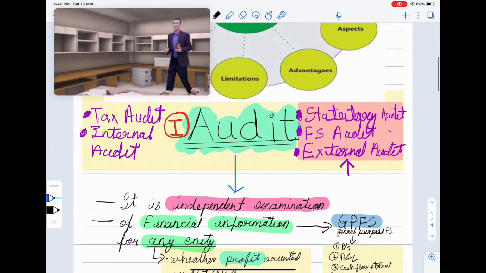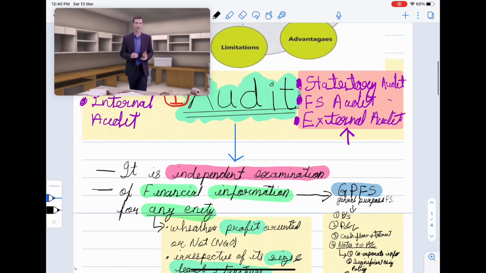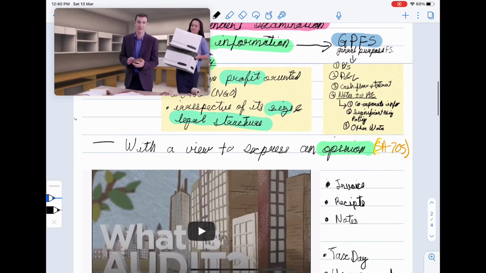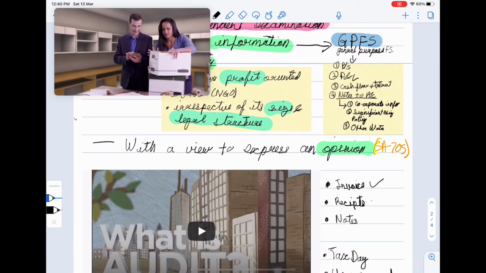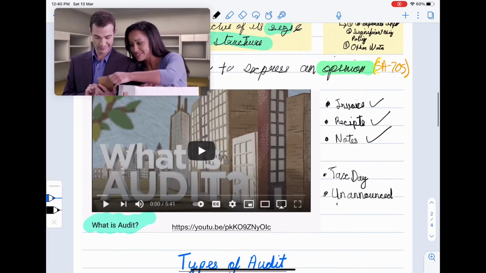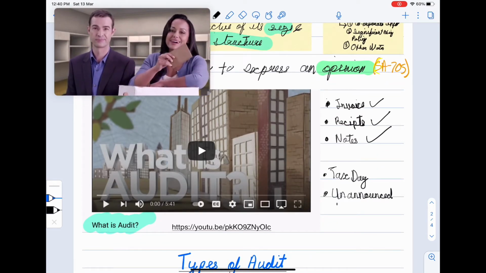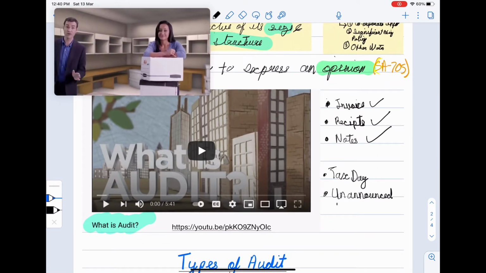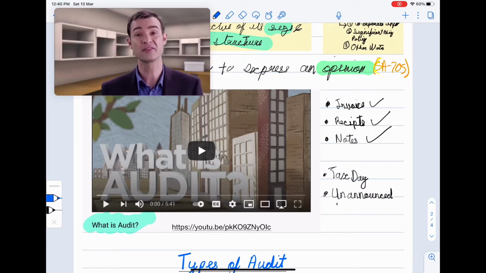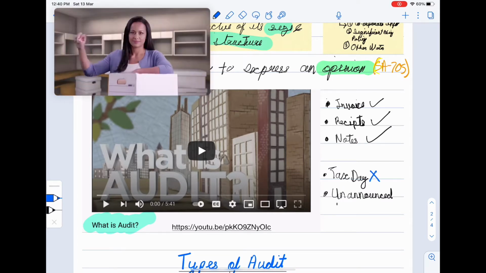When most people think of an audit, they imagine IRS agents arriving unannounced, calculators in hand, ready to go through boxes of invoices, receipts, and notes. That's certainly one type of an audit, but it's not the only kind. Most of the audits that Big Four firms do have nothing to do with tax day. And none of them are unannounced.